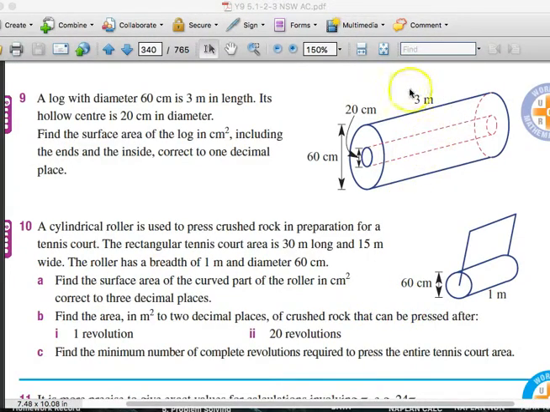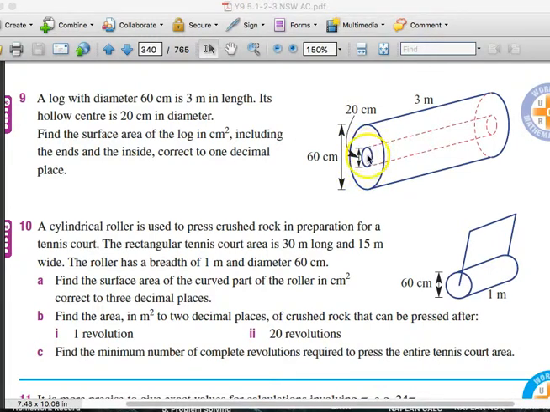Okay, also for homework, I want you to try this question 9 here. So, you need to look at each surface. You need the surface area of the log, including the ends and the inside. So we've got the outside curved surface, outside cylinder. You've just got to make sure that you know what the radius of that outside cylinder is. So the diameter is 60, so the radius would be 30. You've also got the surface of the inside cylinder, and we can see from here, there's a little arrow pointing there, that the diameter of the inside cylinder is 20.